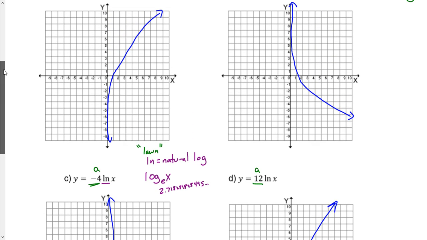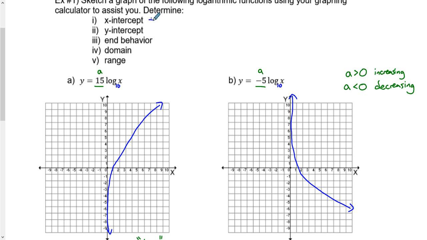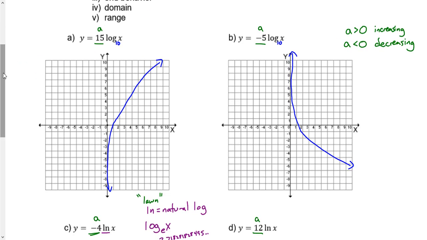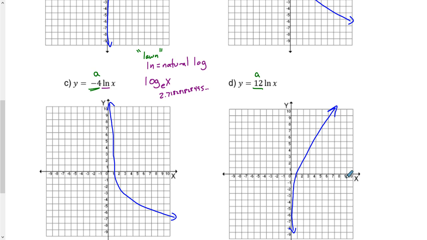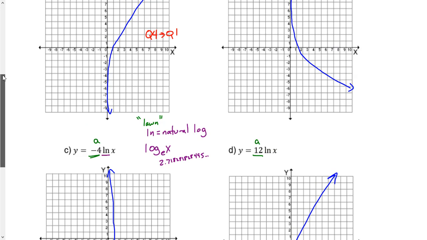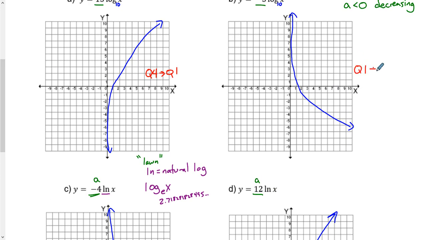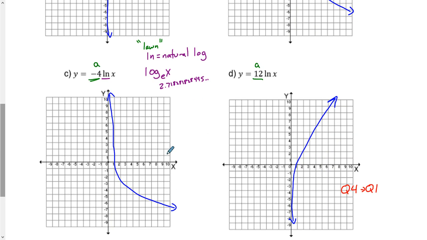You'll notice in each and every single one of these, there is only one x-intercept. The x-intercept is 1. The y-intercept, well, there's none. Our end behavior is different, though. On our increasing logarithmics, all of them are going from quadrant 4 to quadrant 1. Whereas on our decreasing logarithms, they're going from quadrant 1 to quadrant 4.